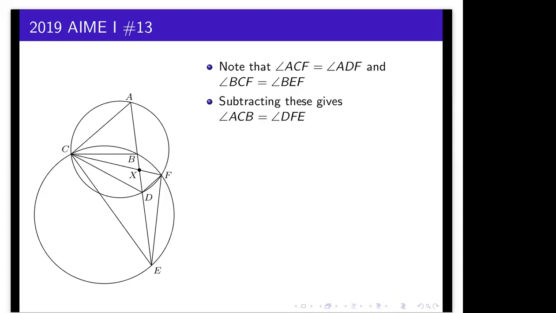So what can we do with this fact though? We want to somehow be able to use it. So what do we do with it?